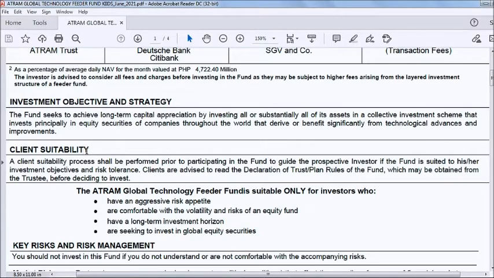So here, there are 4 categories to tell if this is for you. The ATRAM Global Technology Feeder Fund is suitable only for investors who, number 1, have an aggressive risk appetite. It's just saying here that if, for example, you have a low risk appetite and you invest here, then you need the money right away while it's at a loss, then you will lose if your risk profile is not that of an aggressive investor.